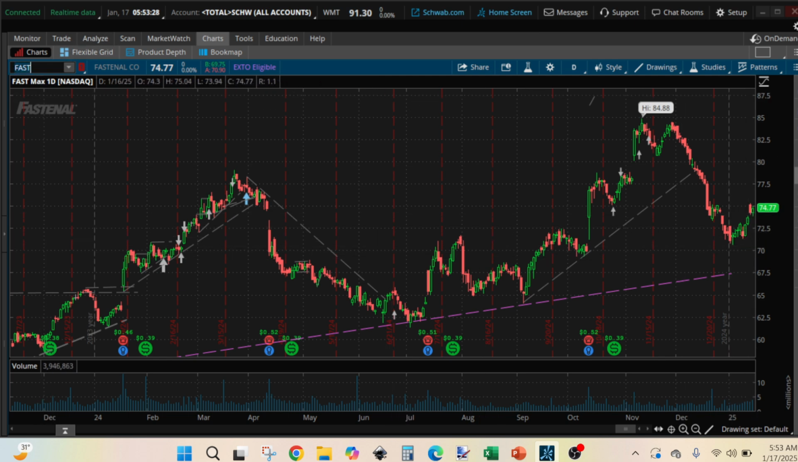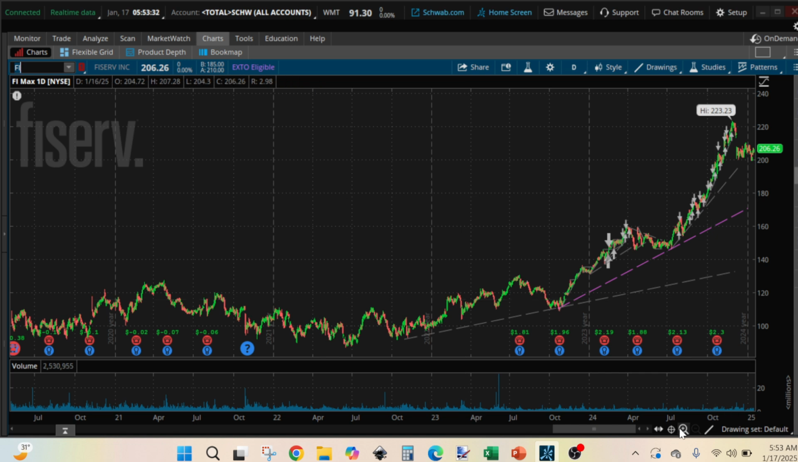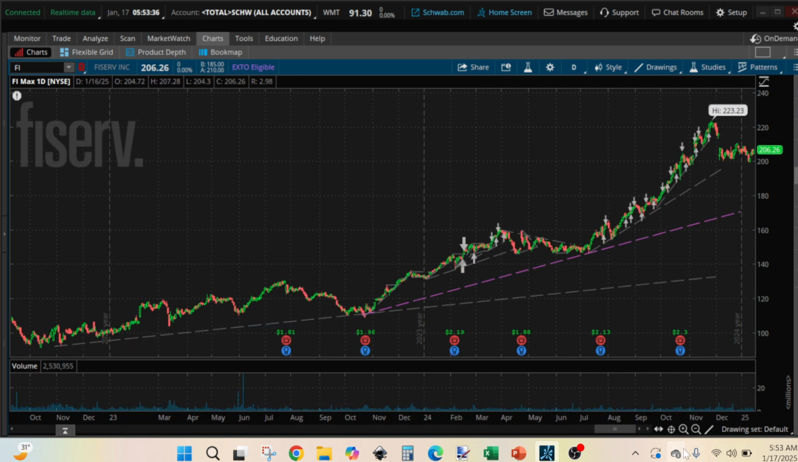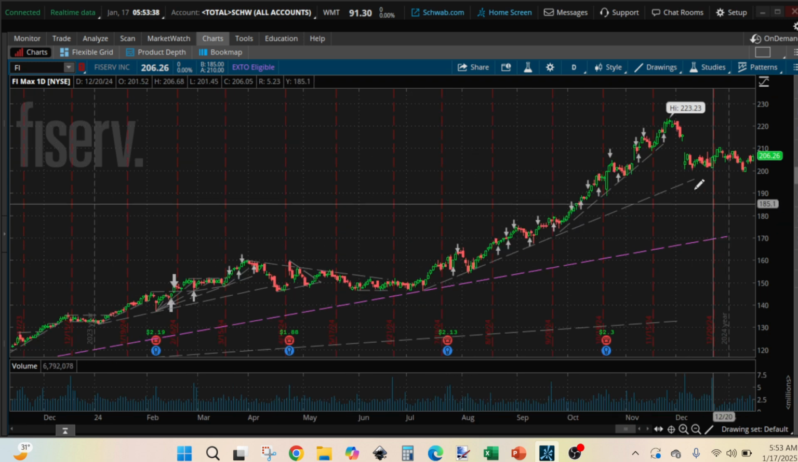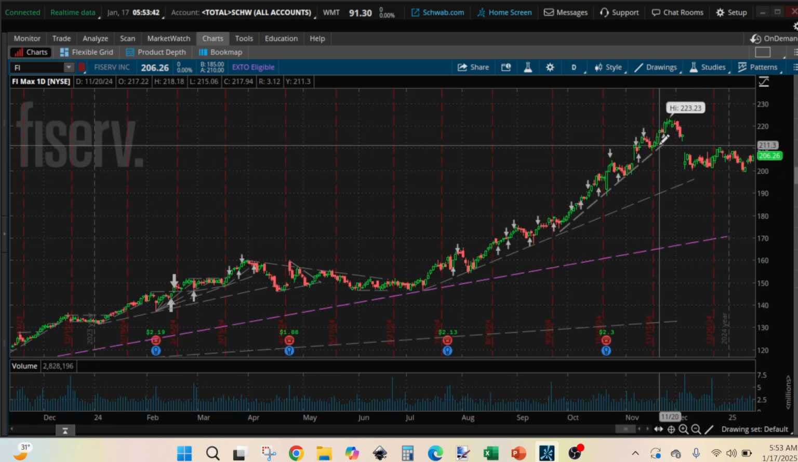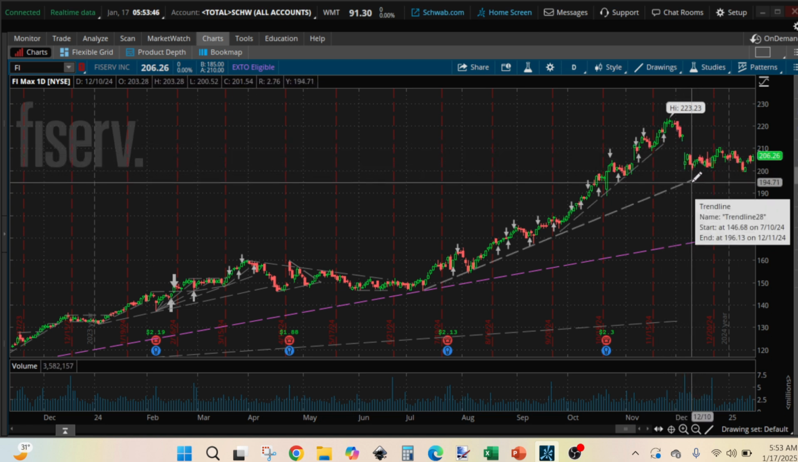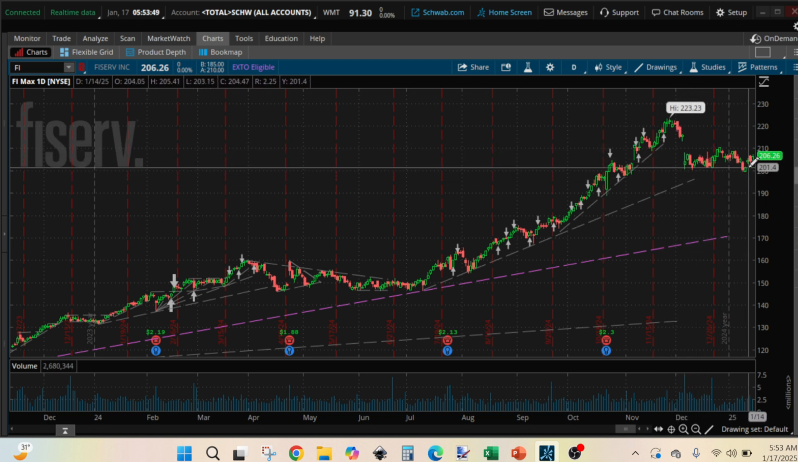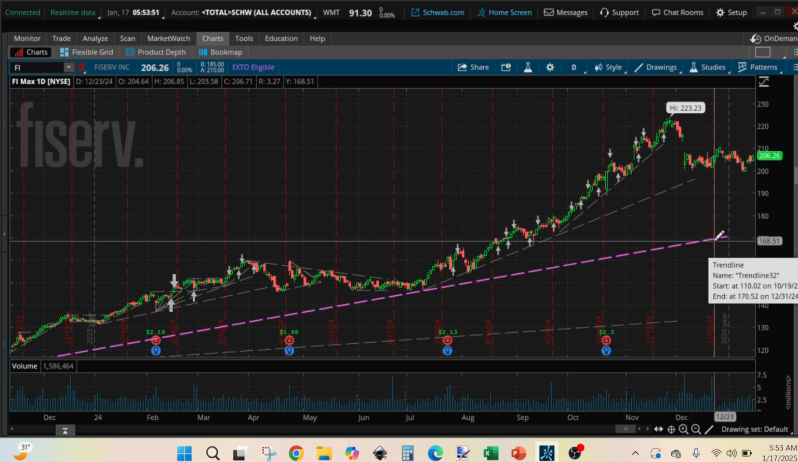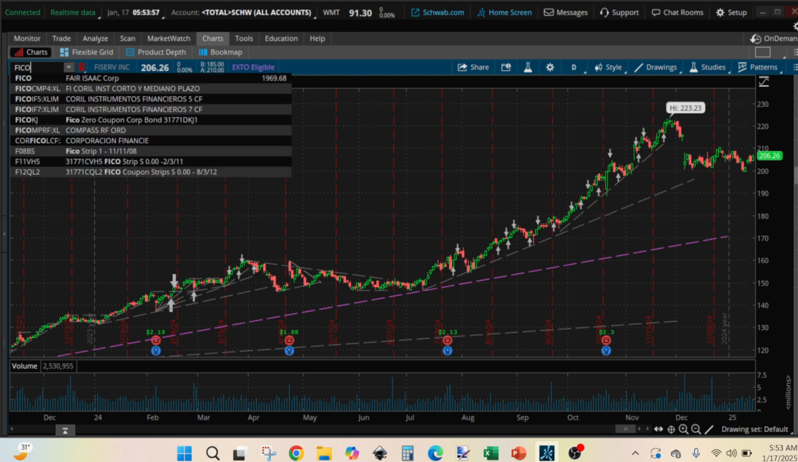The next one in the group is FI. So FI, we purchased it right there shortly after it reached a new high, and that trend line ended, and it moved to this trend line and has been on that trend line ever since. It's still far from this trend line, but we already have it in our portfolio, so we will need to sell down before we buy.